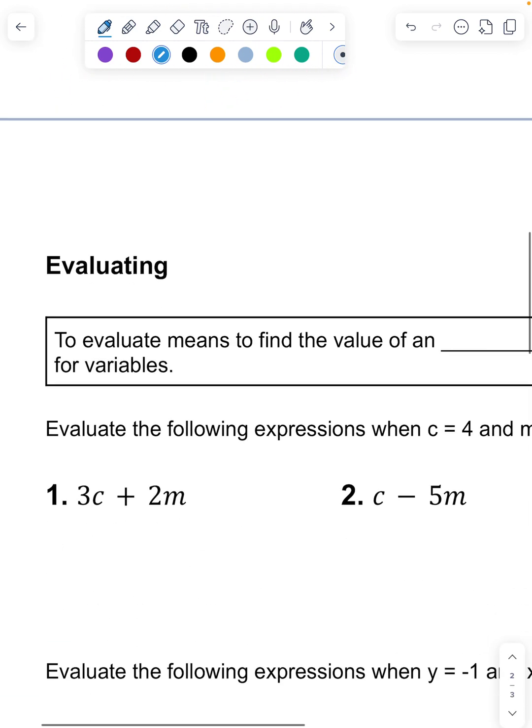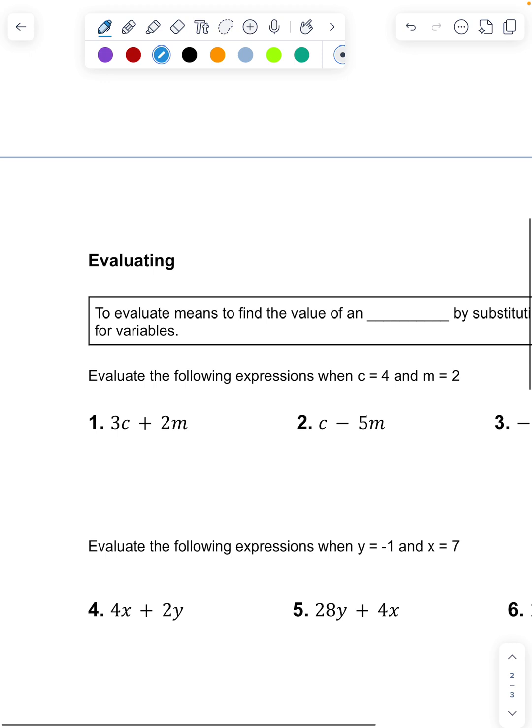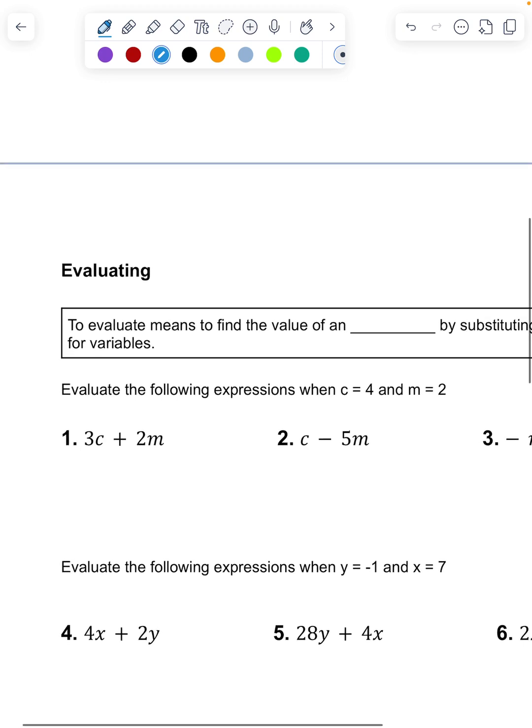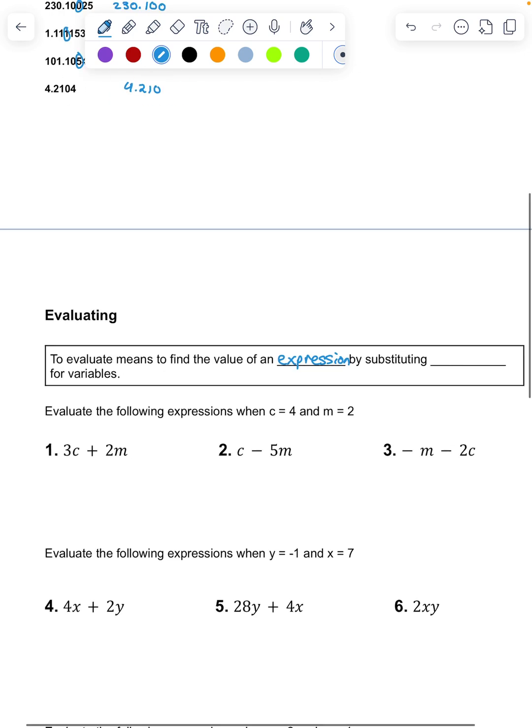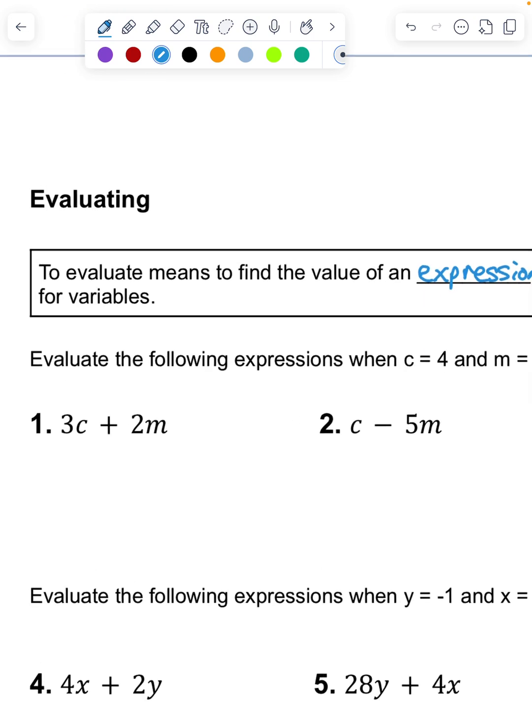All right, let's go ahead and talk about evaluating real quick. When we are evaluating something, it means that we're going to find the value of an expression, which is something without an equal sign, by substituting values for variables. A value is a number. So let's take a look.